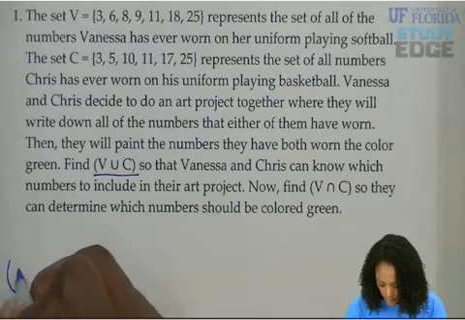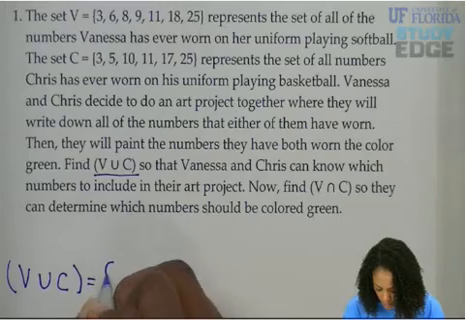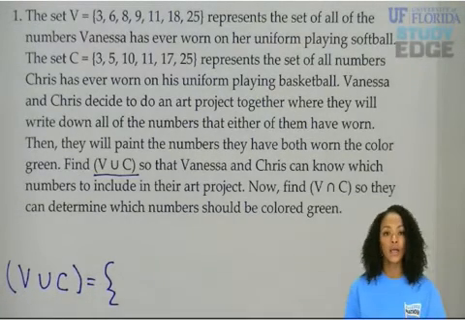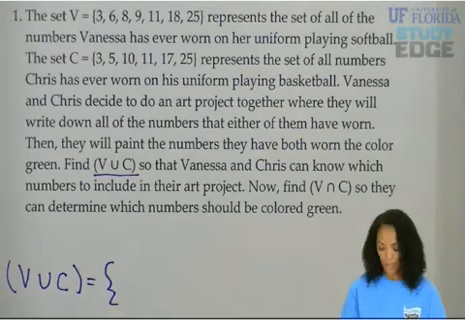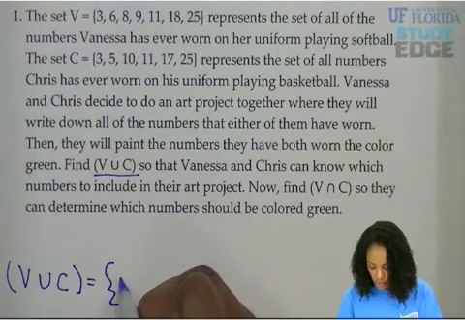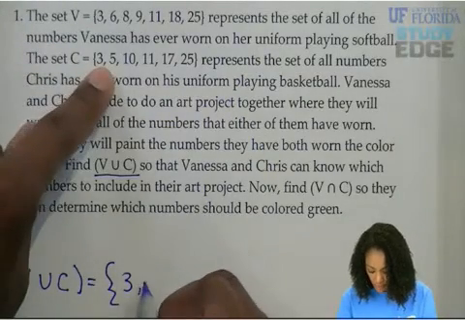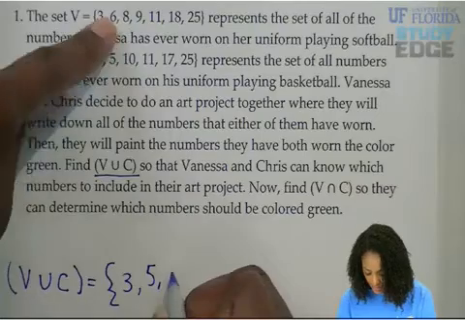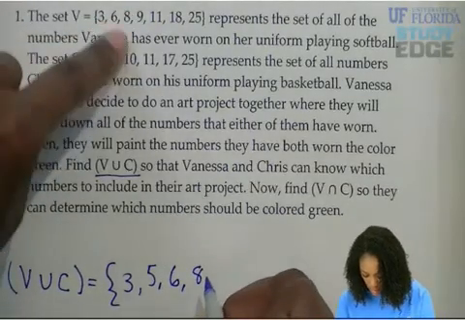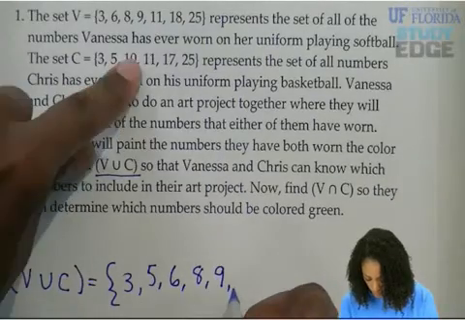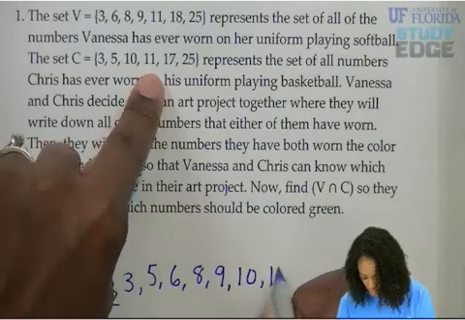Okay, so V union C is going to be equal to, and remember when you're writing the union, you always want to write it in numerical order, smallest to largest. So the first number is 3. We have it in both of them, it's fine. Then 5. Then 6. Then you see 8 is next. And then 9. And then we have 10. Then 11. Actually, 11 is in both of them, which is fine.